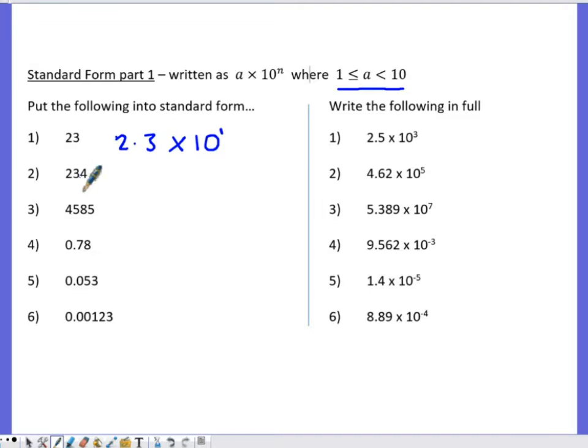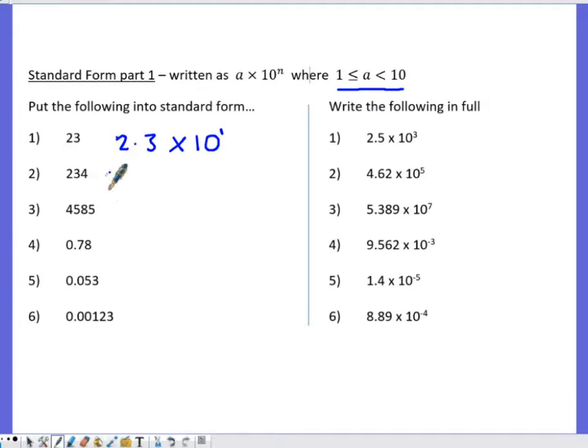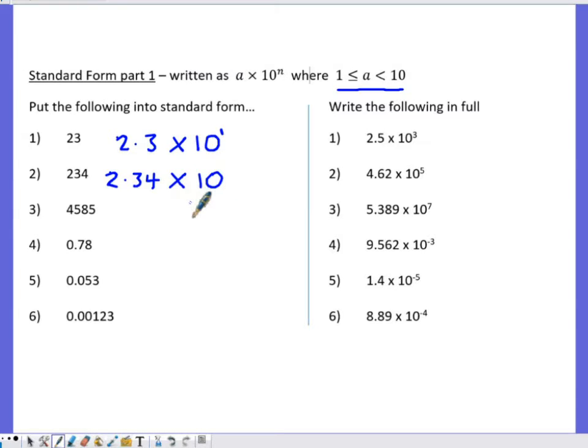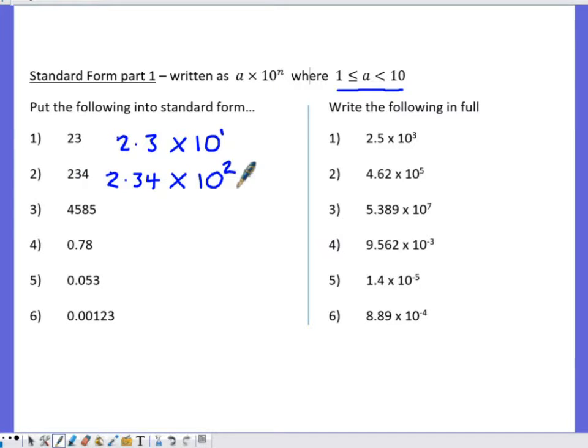Let's do the same with this. I've got to think about where the decimal point goes, so this number is between 1 and 10. If I put the decimal point here, between the 2 and the 3 again, I get 2.34. That number is between 1 and 10. I then need to times it by 10 to the power something. Got to think about how much do I have to times this by to get 234? Well, I'd have to times it by 100. So that means 10 squared.